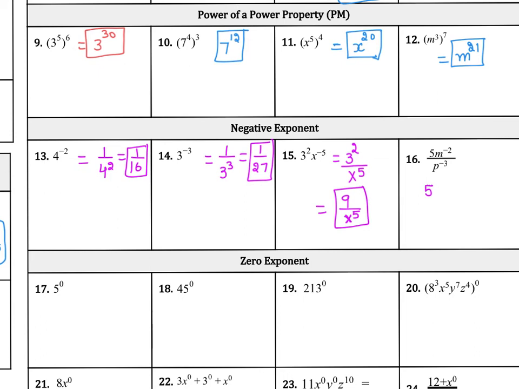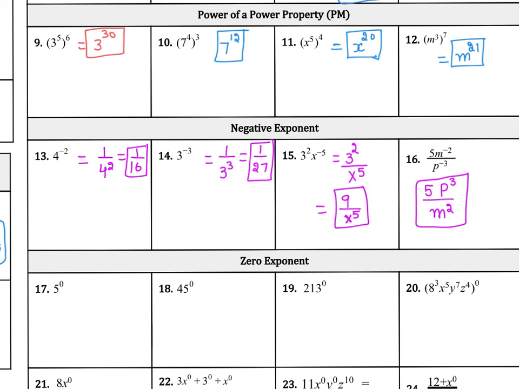So it's going to be 5p to the power 3 on the top, and m to the power negative 2, you flip it to the bottom to make it positive. So your final answer is 5p to the power 3 divided by m to the power 2.